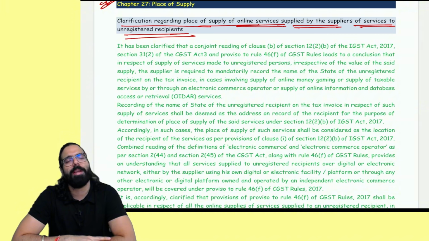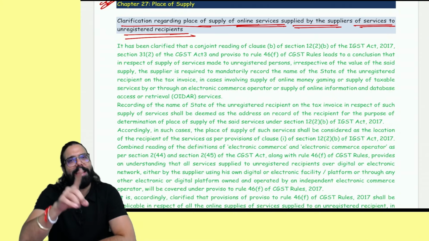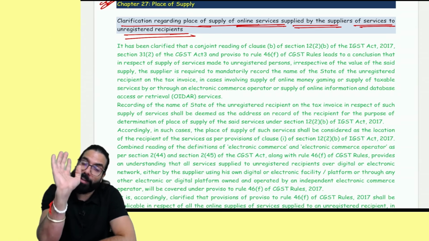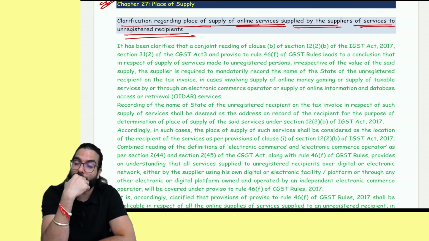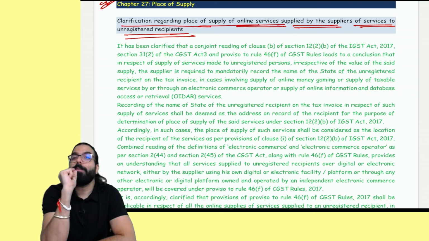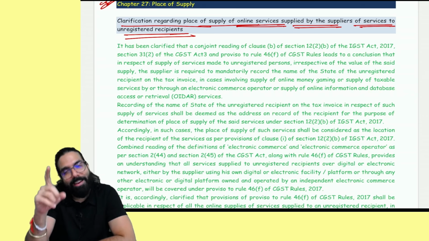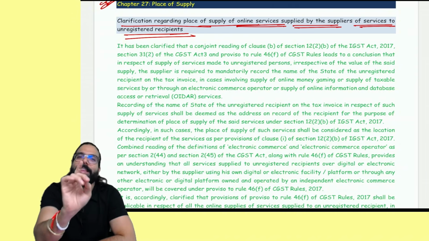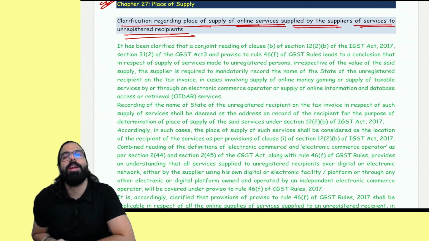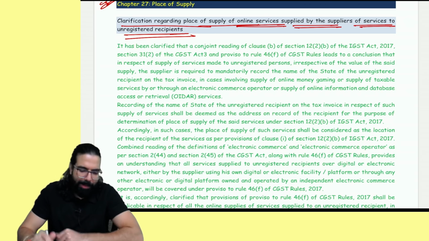So for example, you came on my website and bought an ebook for 1000 rupees. I should go ahead and take the name of your state, even if the value is less than 50,000. See, generally, if you are supplying to unregistered people and the value is less than 50,000, you don't need to record their address. But if I am supplying online services, then I should take the name of your state, and that is the address on record, and that will become the place of supply, and I will accordingly charge GST. That's all they have clarified over here.